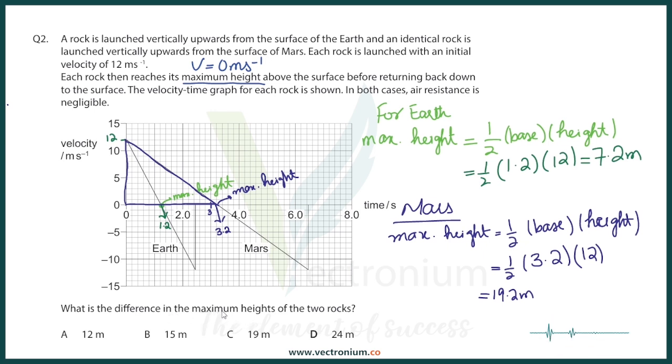Okay, so now let's calculate the difference. So 19.2 minus 7.2 is 12 meters, right? So therefore option A is correct answer.